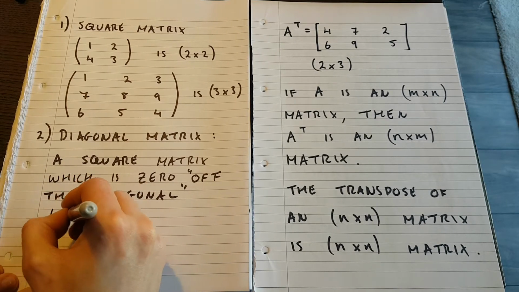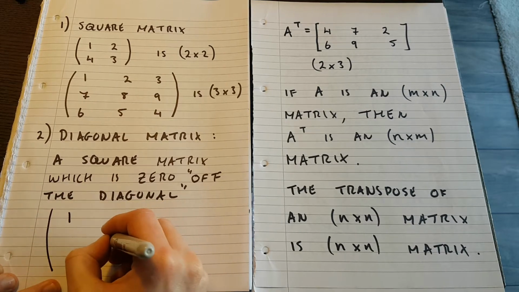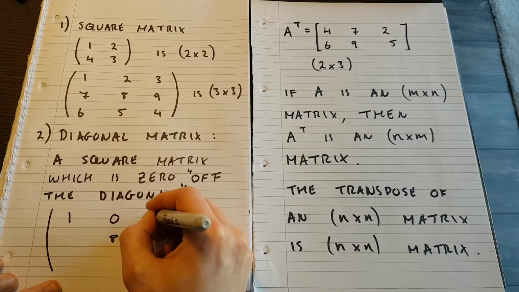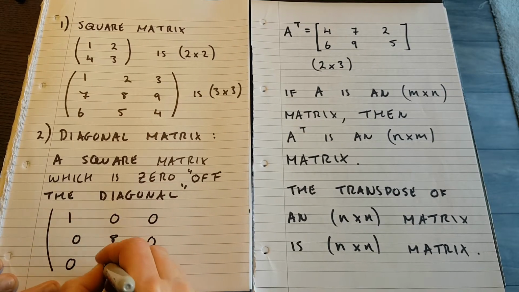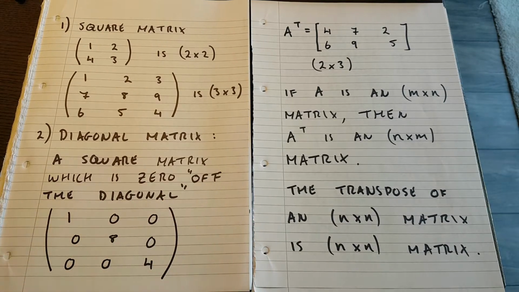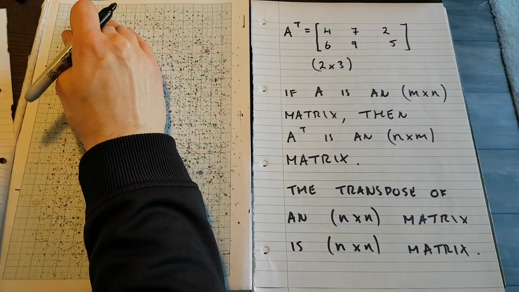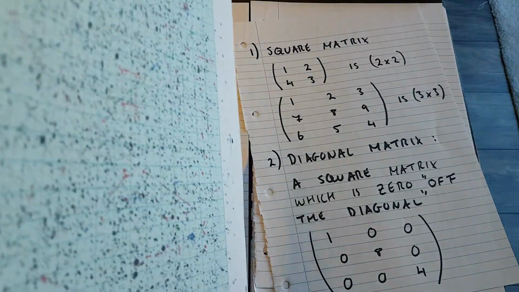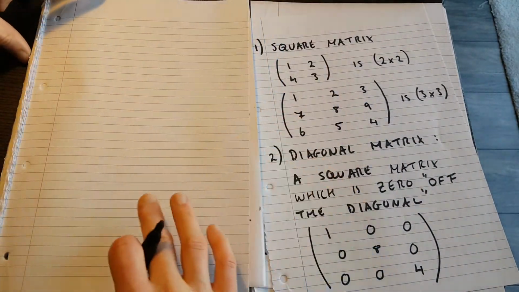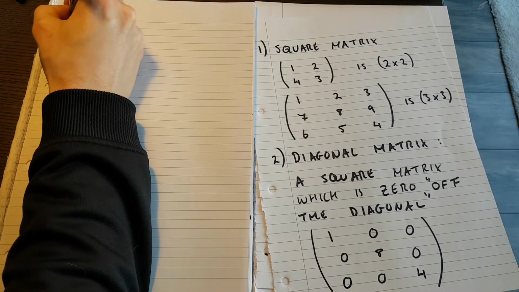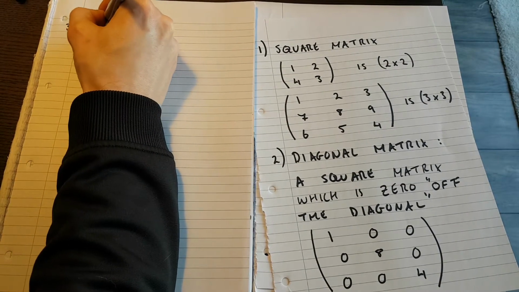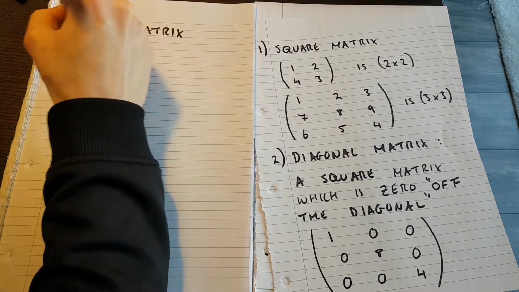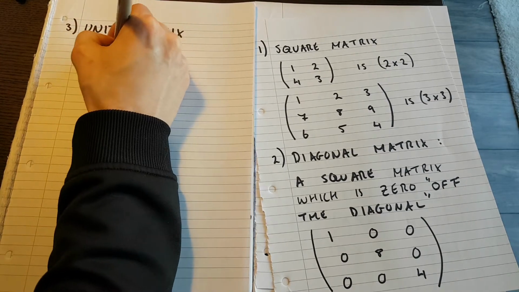Let me give you an example. I could have, taking the same diagonal entries, 1, 8, 4, and 0, 0, 0, 0, 0, 0 off the diagonal. That is a diagonal matrix. Okay. There is something called the unit matrix, which is very special, more often called the n by n identity matrix.